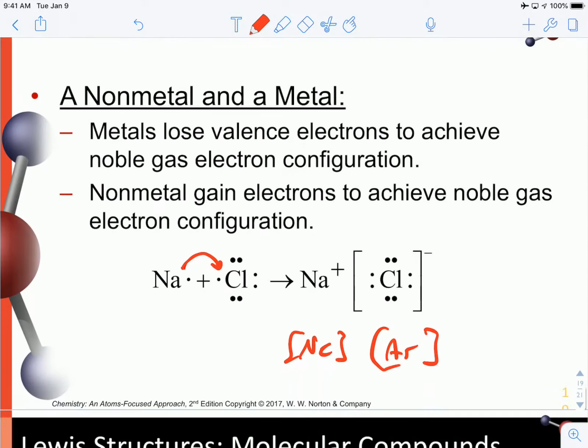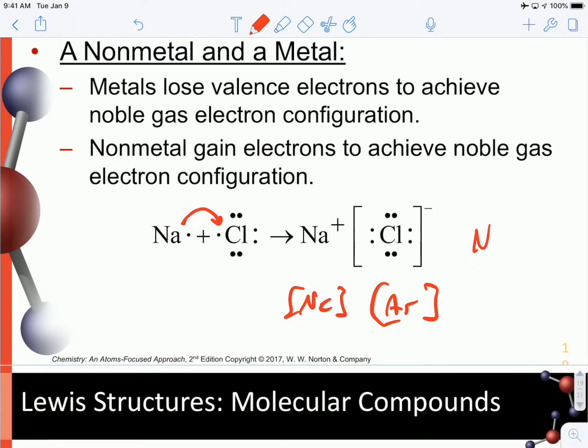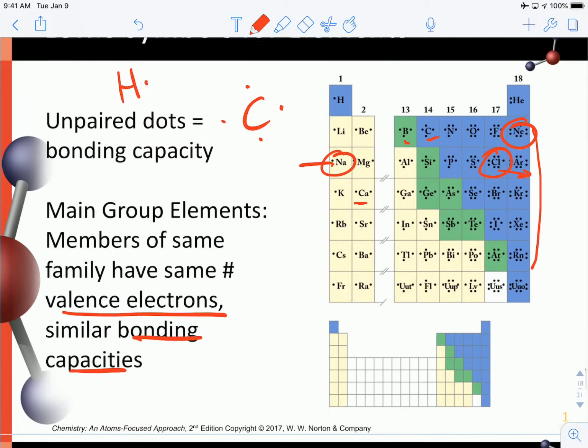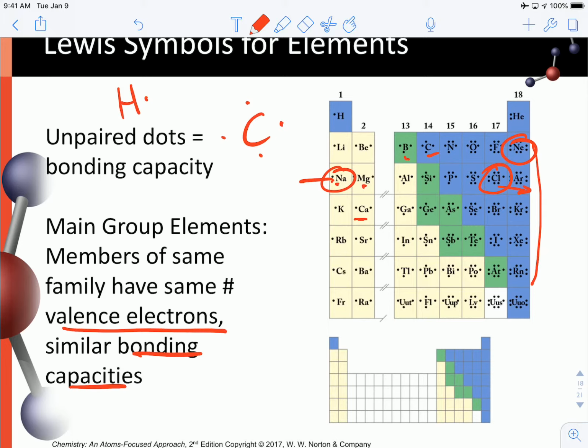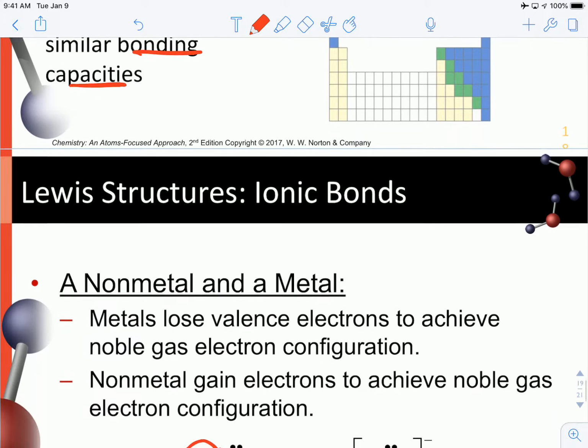And this is why things like this don't form in nature. Sodium magnesium. What the heck is that? You'll never see a professor write that. Why? Well, because they both want to get rid of their electrons. So they don't make a good pair. Sodium wants to get rid of one, magnesium wants to get rid of two. They need something from over here to pick up those electrons. That's what makes the compound stable.